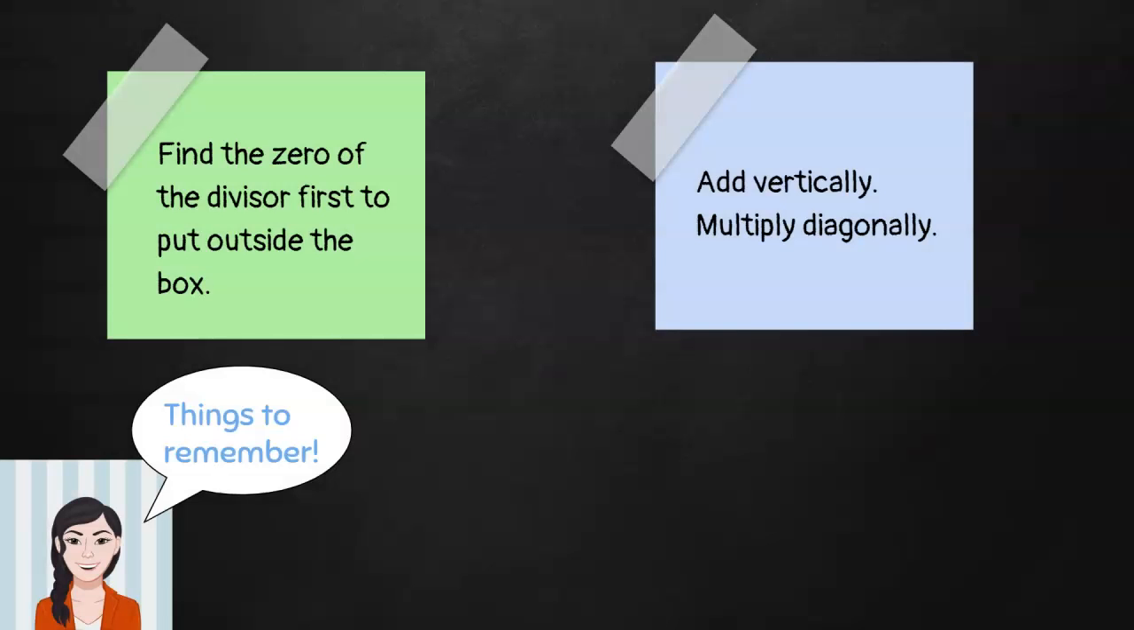Now here are some things for you to remember. Don't forget to find the 0 of the divisor first to put it outside the box. And then remember, keep adding vertically and then multiply diagonally. You're multiplying with that 0.